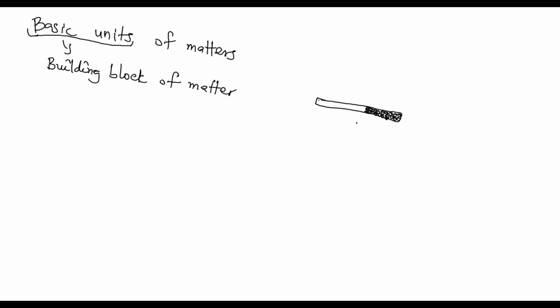So there are three main ones. Three building blocks of matter. One, you can see this building block as molecules. Two, they can be ions. Three, they can be atoms.